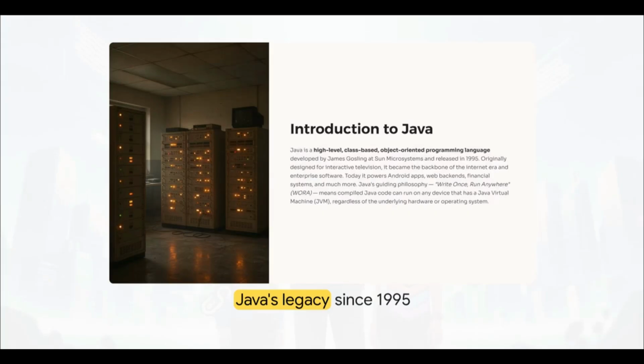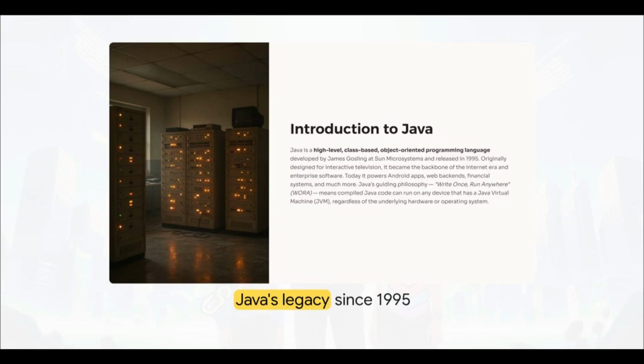To really understand why this language is so monumental, we need to take a quick trip back in time. The year is 1995. A brilliant developer named James Gosling, working over at Sun Microsystems, releases Java into the world. Now, get this, it was originally designed for interactive television, but it quickly pivoted and became the absolute backbone of the early internet era.